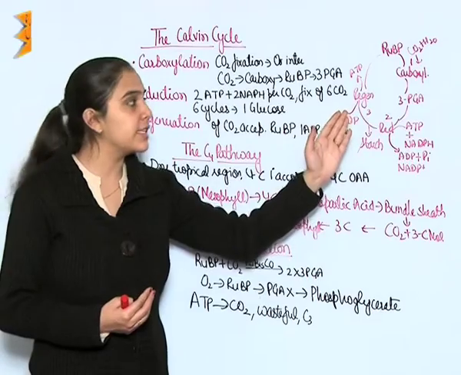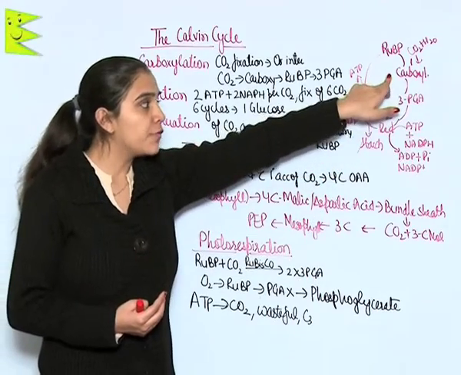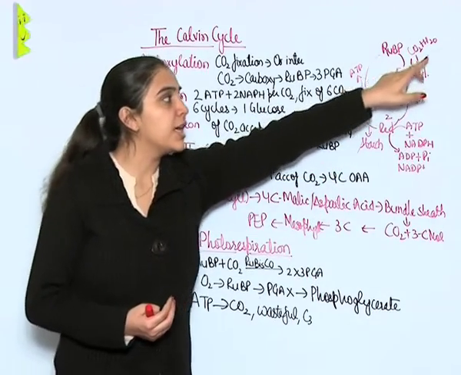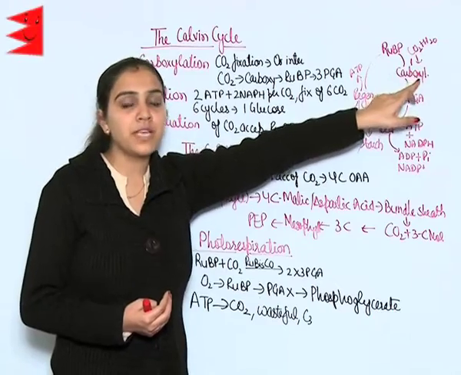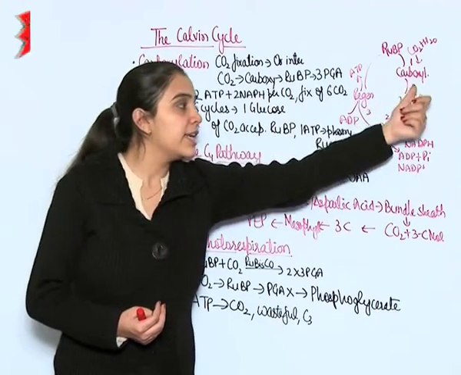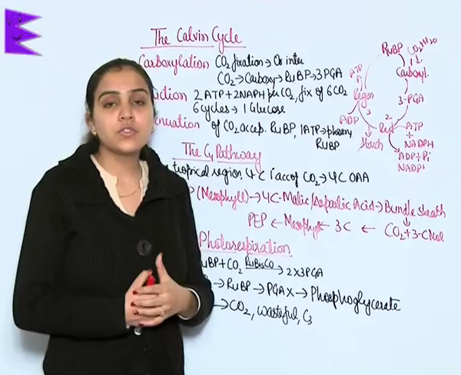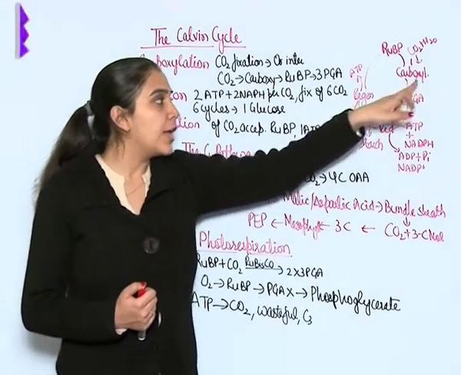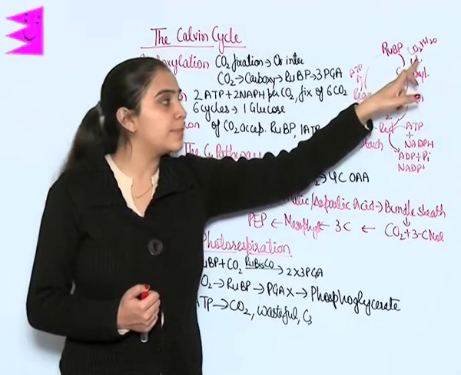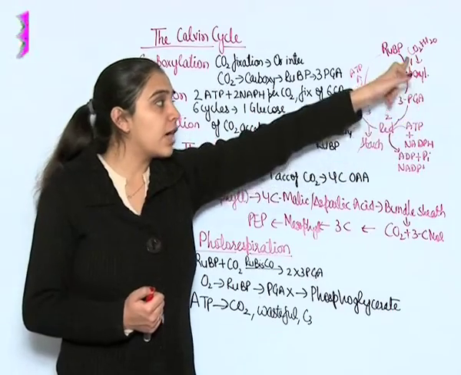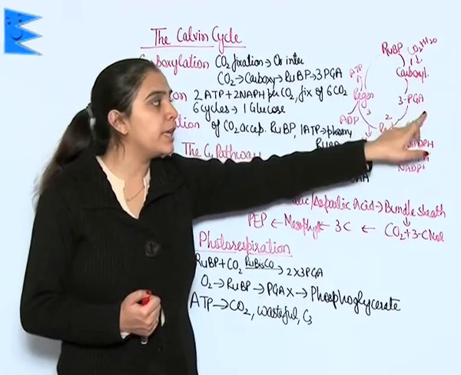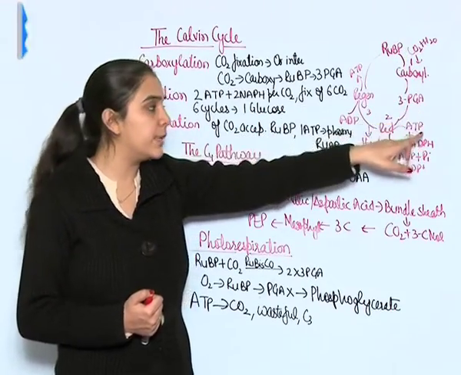As you can see in the diagram, the first step is carboxylation. Carbon dioxide is being fixed from the atmosphere. It is getting converted into 3-PGA. RuBP is the first primary acceptor. Carboxylation occurs to RuBP, and it gets converted into 3-PGA.